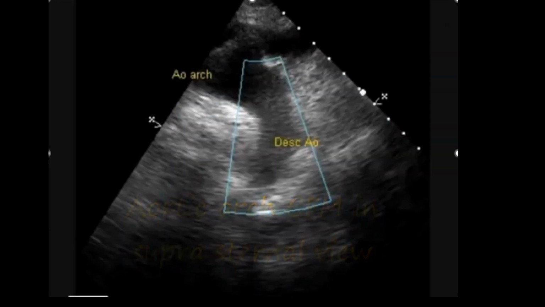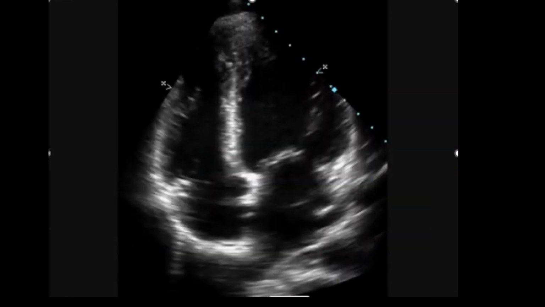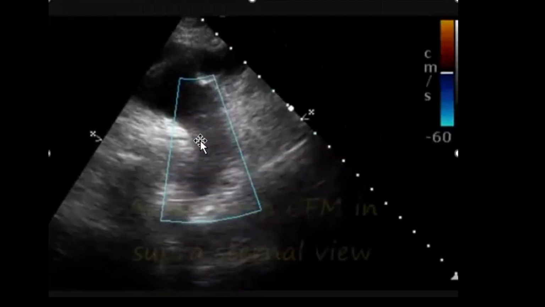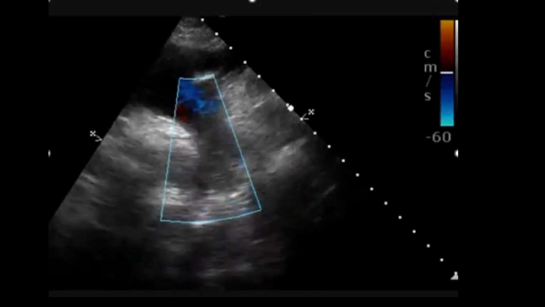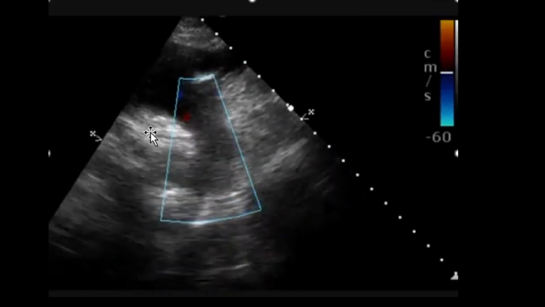This is the blue color descending aortic flow. You can see the descending aortic flow. This is the suprasternal view. Very important in congenital heart disease. So these are the most commonly used views. Subcostal view is another view which we have not discussed here.